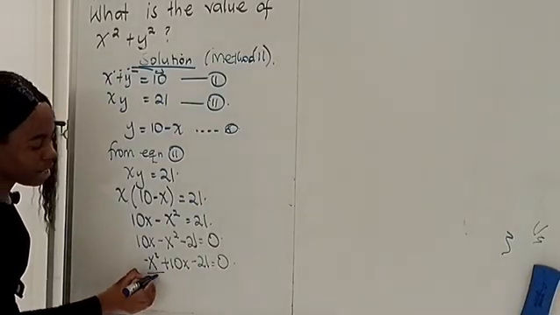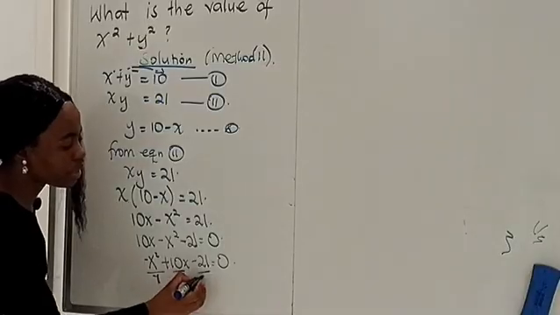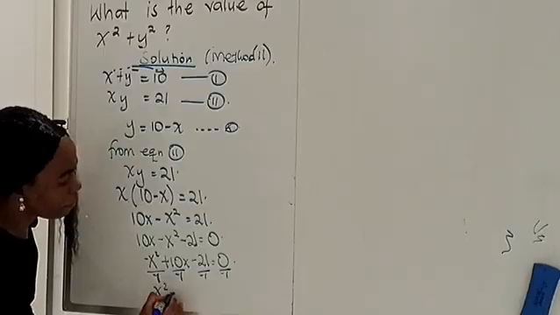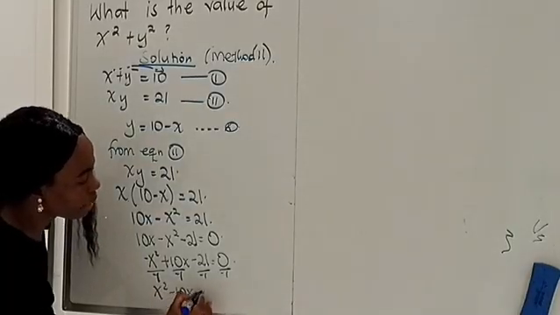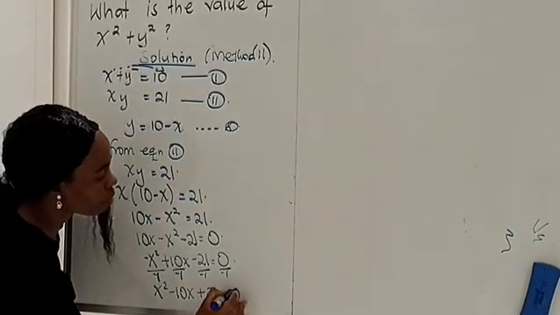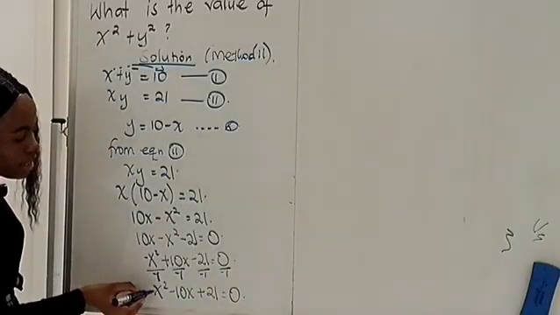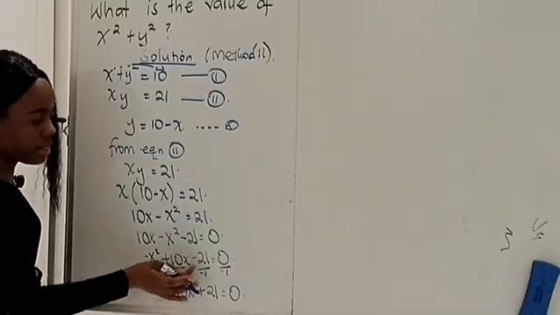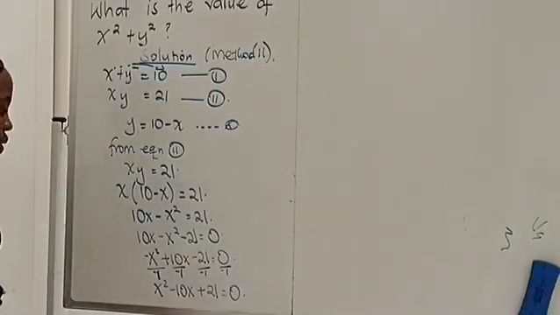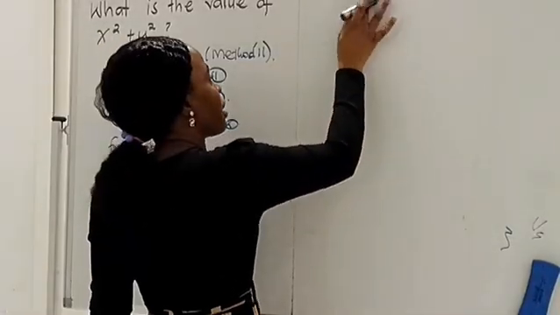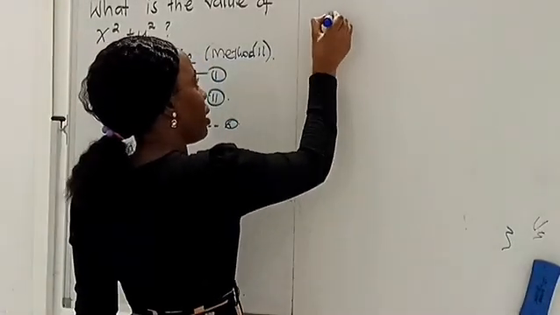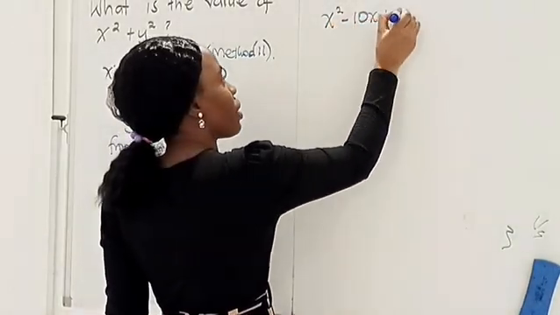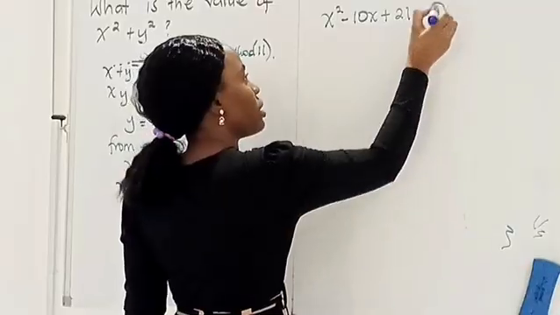Now divide through by a negative so that you start with a positive term, okay? So this is going to be x squared minus 10x plus 21 is equal to 0. Because a negative and a negative will produce a positive. A positive negative, that's the negative. Negative negative, that's a positive. Now after having that, I will rewrite it here. X squared minus 10x plus 21 is equal to 0.